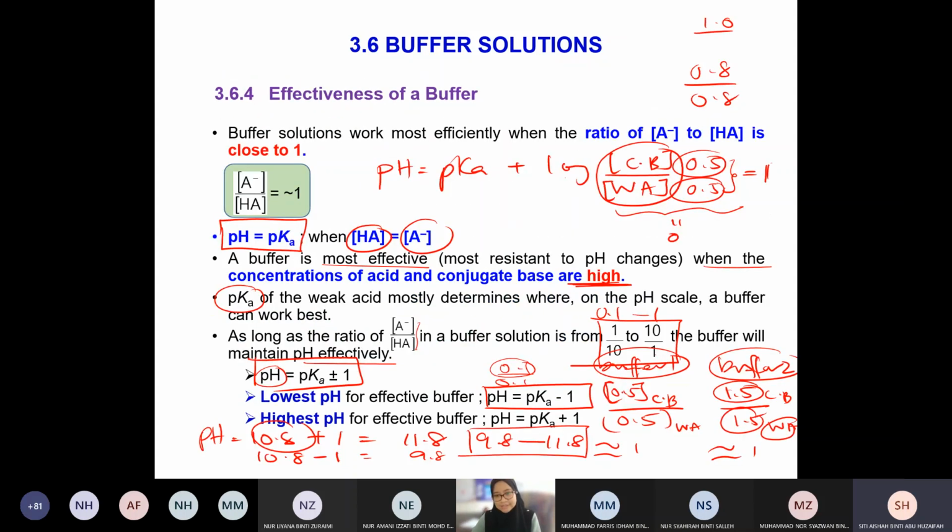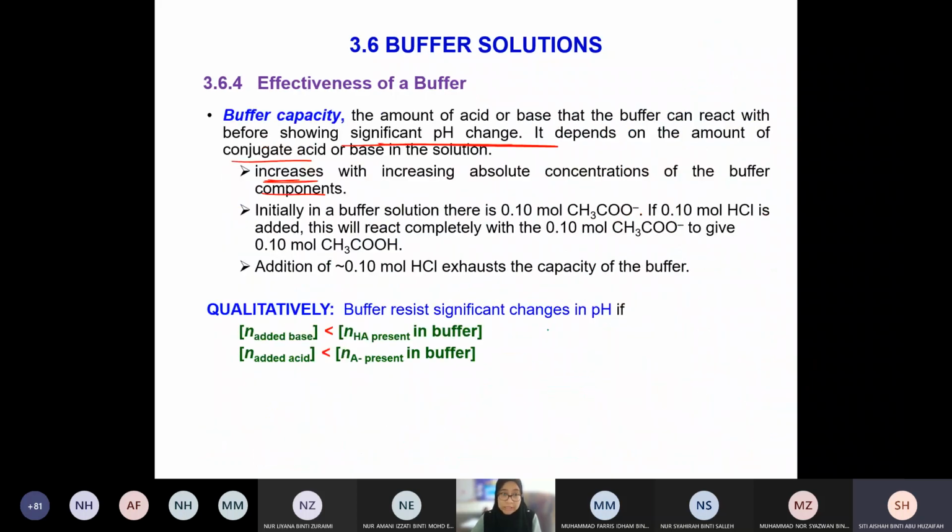Like I said here, macam ni yang tadi 0.5, this one, ni capacity dia. Kalau you ada 0.5 dengan 1.5, mana capacity yang lebih besar? Of course lah 1.5. Okay, because it can sustain more lah. Dia boleh bertahan lebih lama. Okay, alright. Initially in a buffer solution there is 0.1 mole of this conjugate base. If 0.1 mole of HCl is added, this will react completely with the 0.1 mole of the conjugate base to give 0.1 mole of CH3COOH.